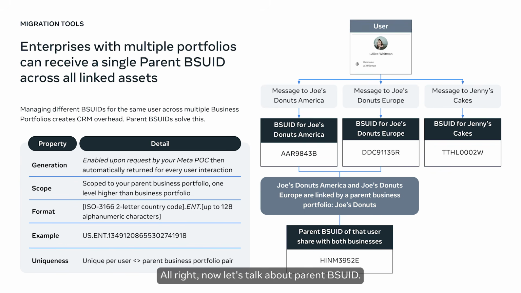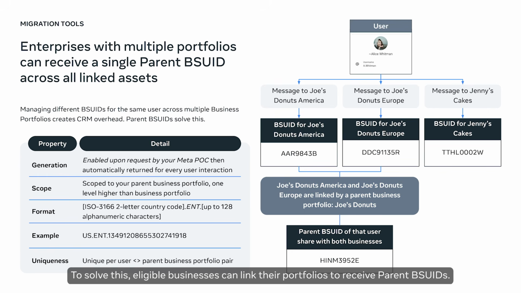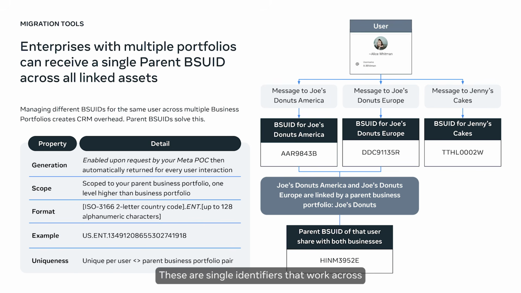Alright, now let's talk about parent BSUIDs. If you are a large enterprise operating multiple business portfolios, maybe different brands or regions, you get a different BSUID for the same user in each portfolio. That creates a deduplication problem and CRM overhead. To solve this, eligible businesses can link the portfolio to receive parent BSUIDs. These are single identifiers that work across all your linked phone numbers and portfolios. You can identify a parent BSUID by the .ent. marker in the string. In your webhooks, it appears in new fields: parent user ID in contacts and from parent user ID in messages.